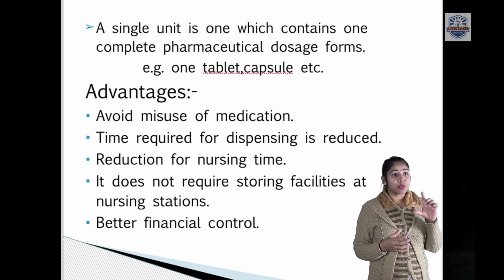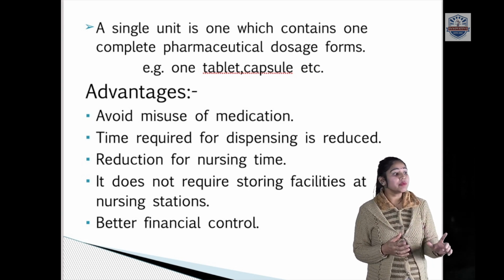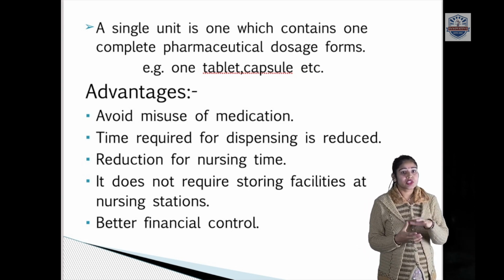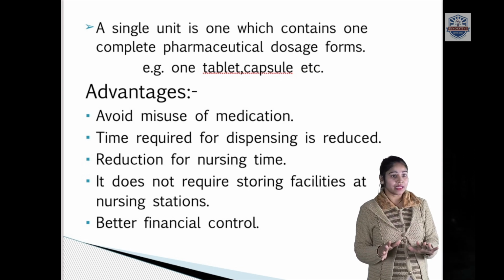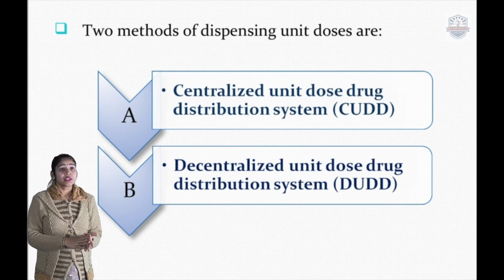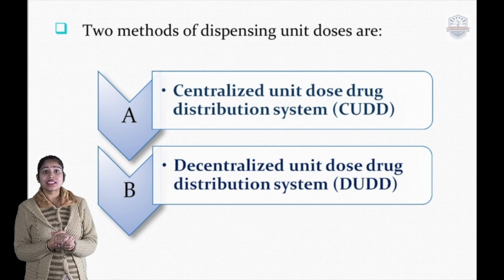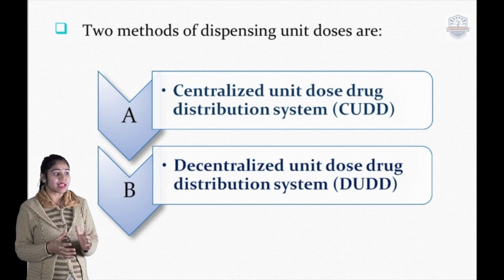This is a very important advantage of unit dose dispensing system: avoiding misuse of medication. Time required for dispensing is reduced, which reduces nursing time. The next, it does not require storing facilities at nursing stations. Better financial control. The two types of unit dose dispensing system are, first one, centralized unit dose dispensing system and second one, decentralized unit dose dispensing system.